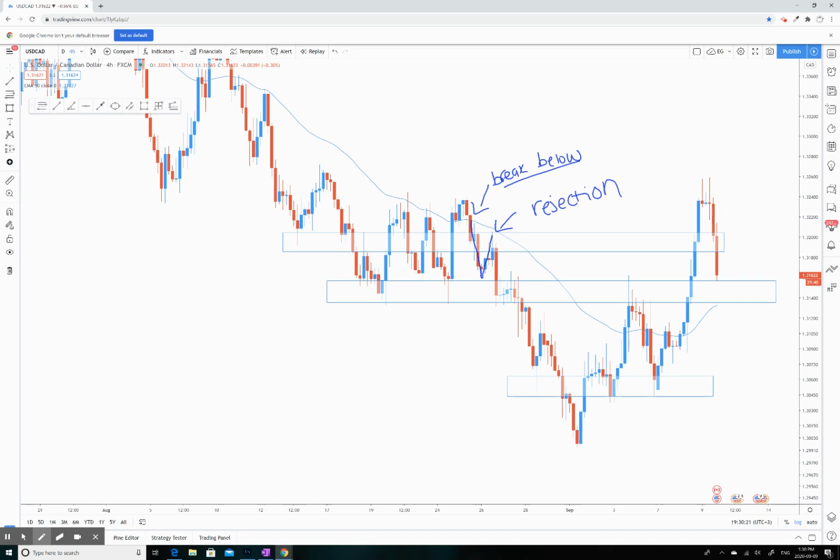All right. And we can then wait for confirmation. So a nice confirmation candle and enter a sell. And where would we ride? Well, we can ride to this next zone here, and we can even come down to this next zone here, depending on what your risk reward is. So really, really easy, right? It's a pretty easy strategy.